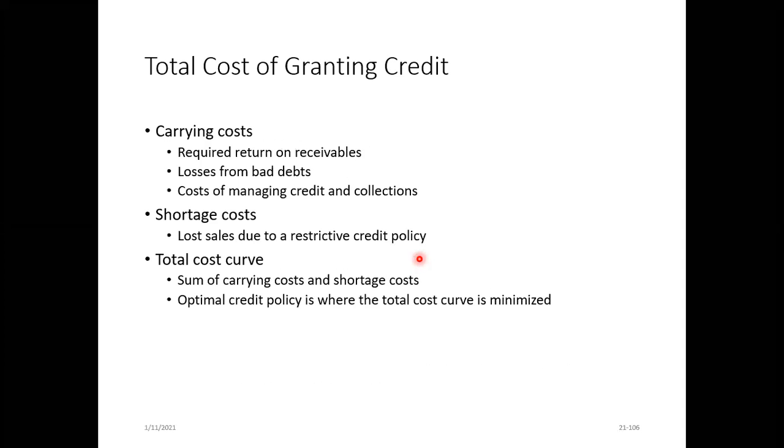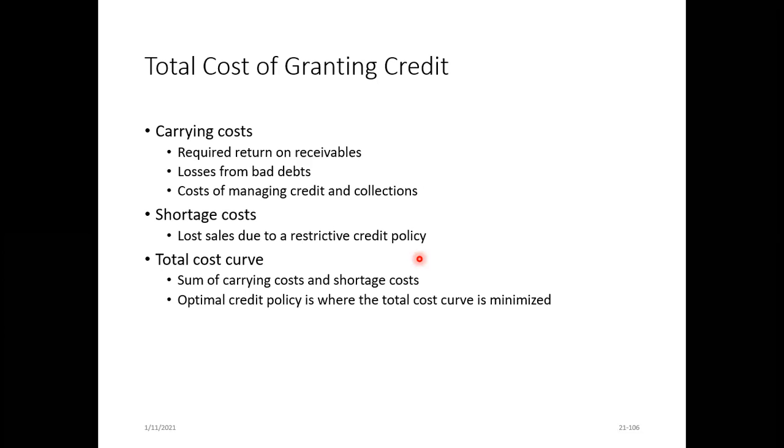And the total cost of granting credit, what are the costs? As with cash management and inventory management, it has two kinds of cost. One is carrying cost, the second one is shortage cost. If you have an excess amount of credit, it will incur carrying cost. It has a positive relationship, no? When we increase the amount of receivables, we have to increase our carrying cost. So the required rate of return on receivables will increase, losses from bad debt will increase, and the cost of managing credit and collection will increase when you make more credit sales.